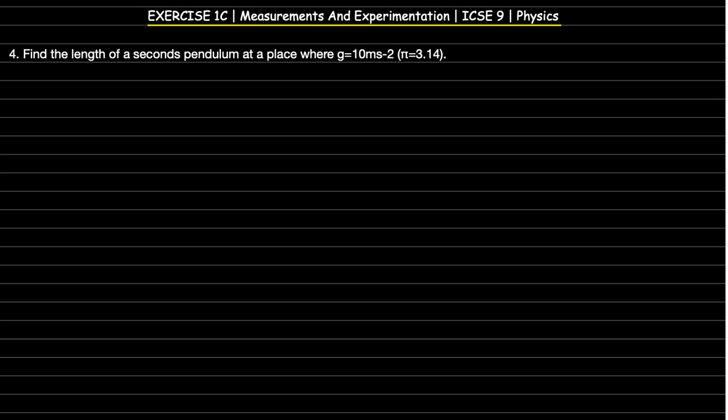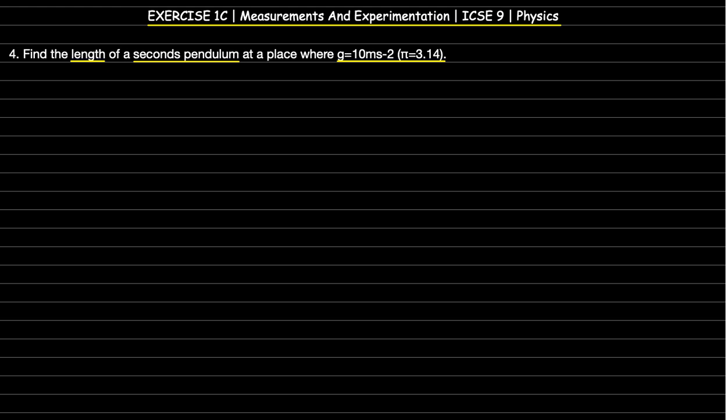So starting with the fourth question, find the length of a seconds pendulum. Now whenever we see this word seconds pendulum, it should immediately come to our mind that time period should be equal to 2 seconds. Acceleration due to gravity is given as 10 meter per second square, and pi we are supposed to take it as 3.14.